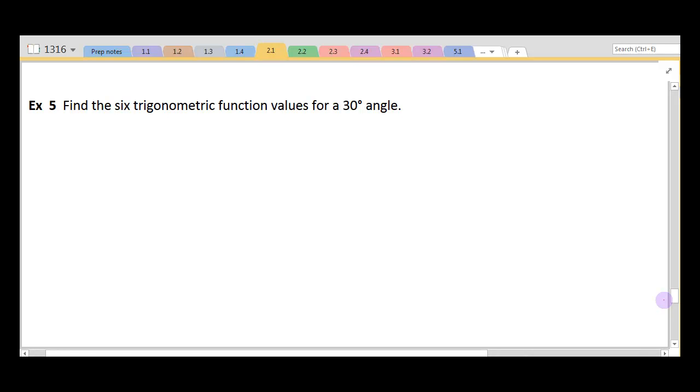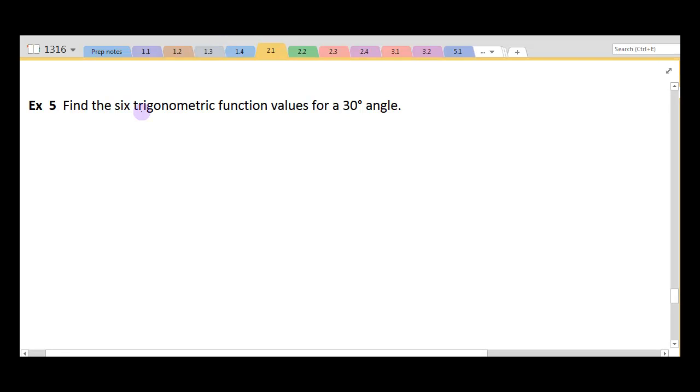In trig, it always helps if we start by drawing a picture, so let's draw a picture of a 30-degree triangle. Here I have a rather sloppy one, but there you go. I know that this small angle would be 30 degrees. Since I'm trying to find the trig function values for 30 degrees, I know that the little leg is 1, the long leg is the square root of 3, and the hypotenuse is 2. You just have to memorize that.